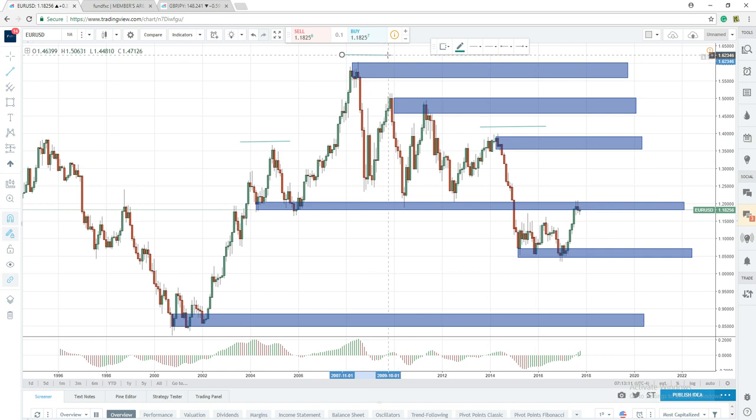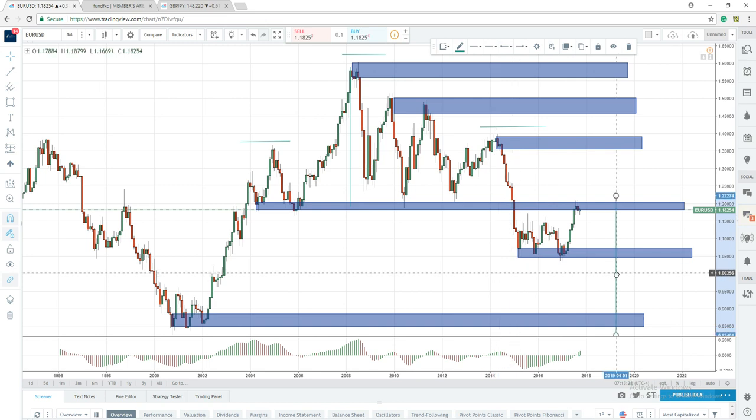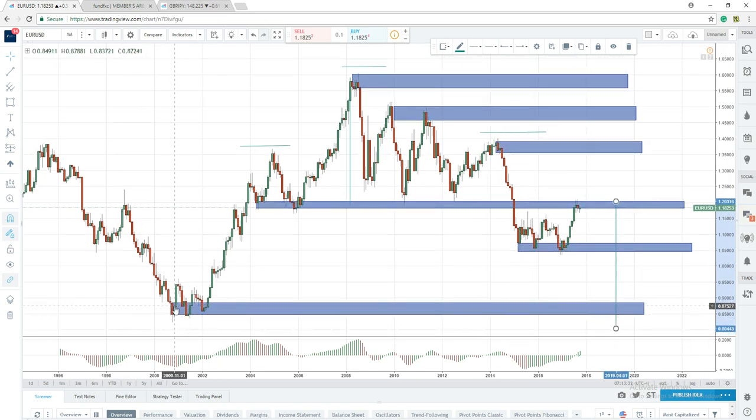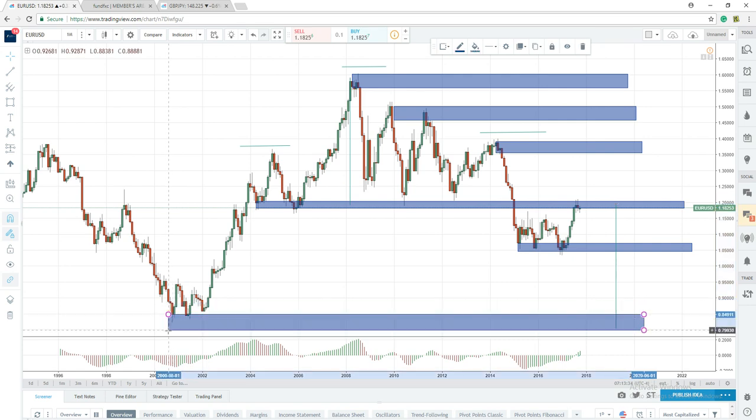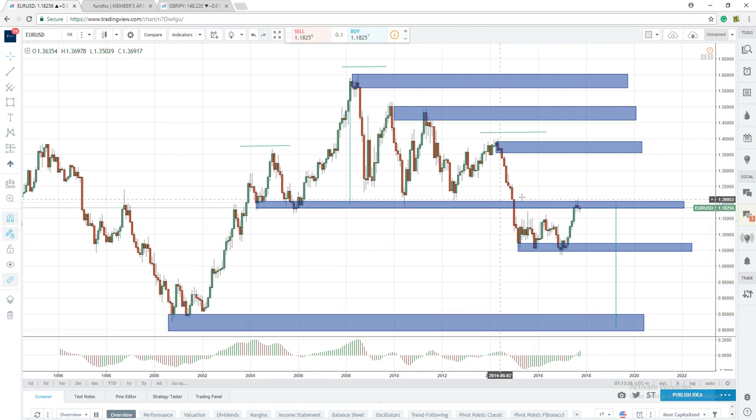So, we go like this now. We measure our target on the head and shoulders pattern like we did in the previous video, from the high to the low of the neckline. We click control, hold the mouse button down, and we go all the way down to the bottom. This now gives a target to the next actual demand zone, which is down here. Perfect for trading.